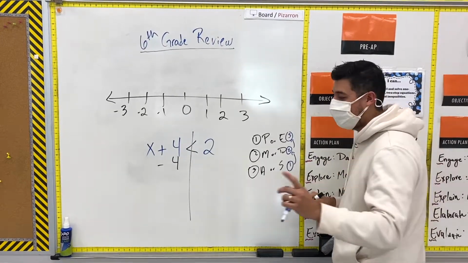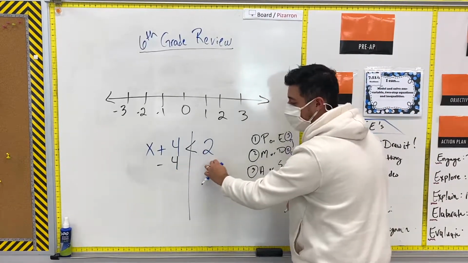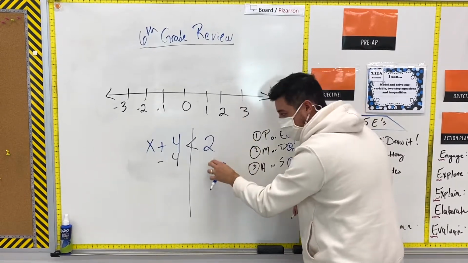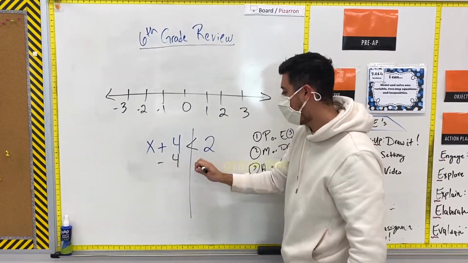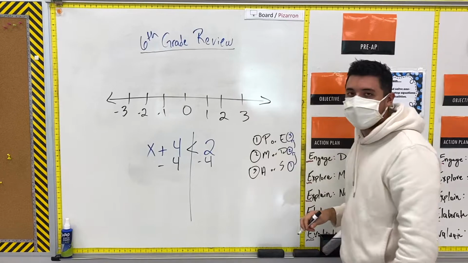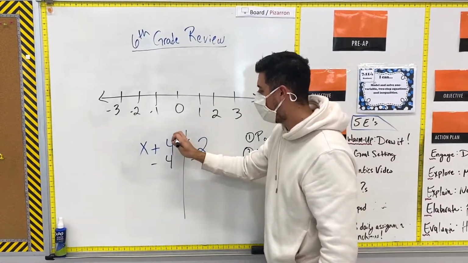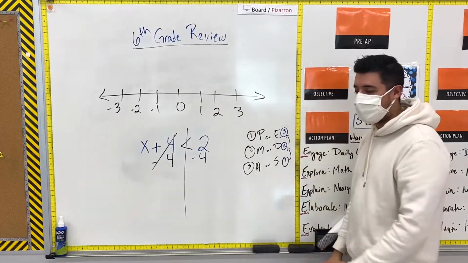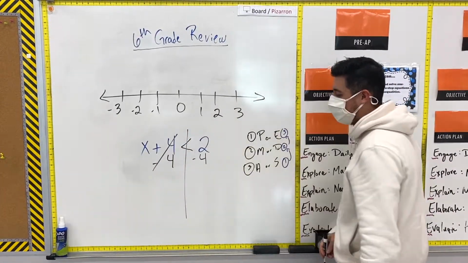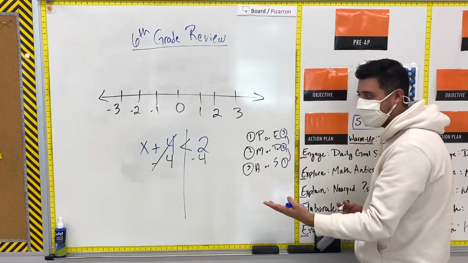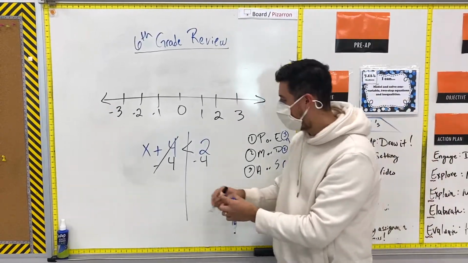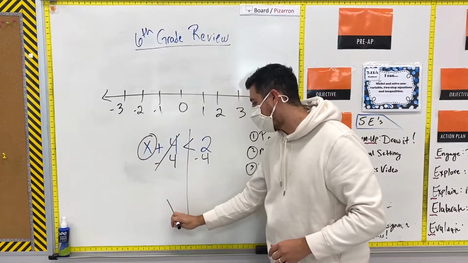But remember, whatever I do to one side, I have to do to the other side. So if I subtract 4 here, I'm gonna subtract 4 over here. So what happens to the 4s? Well, they cancel each other out. Everything that you see here goes away, just like whenever we were solving for equations, same thing. So what do we have left?